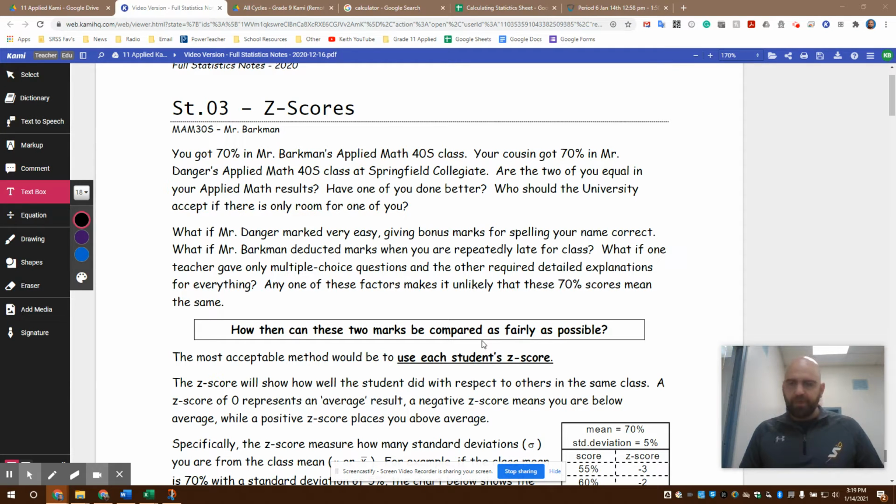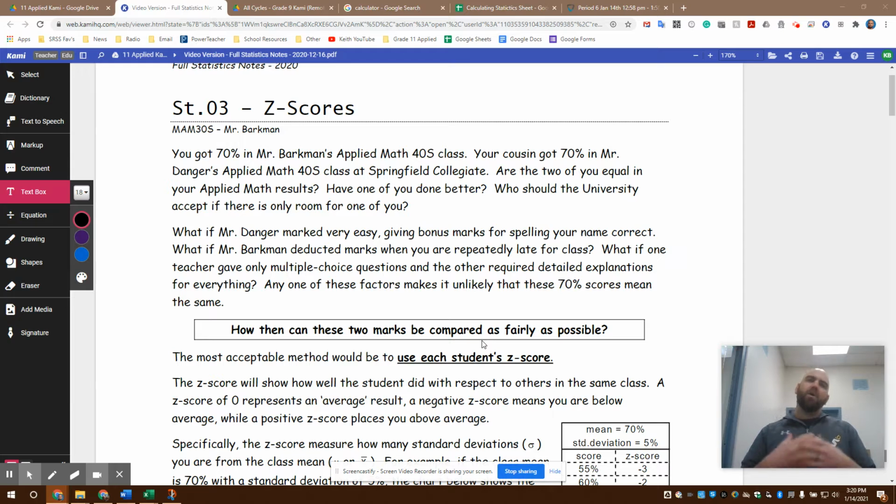Stats number three. This is lesson number three in stats, and we're going to take a look at a little thing called Z-scores. When we're talking about stats, usually what we're trying to do is compare different groups of data or different pieces of data. And really, when it's all said and done, that comes down to, where do we fit on a scale? Are we really high on a scale? Are we really low on a scale?